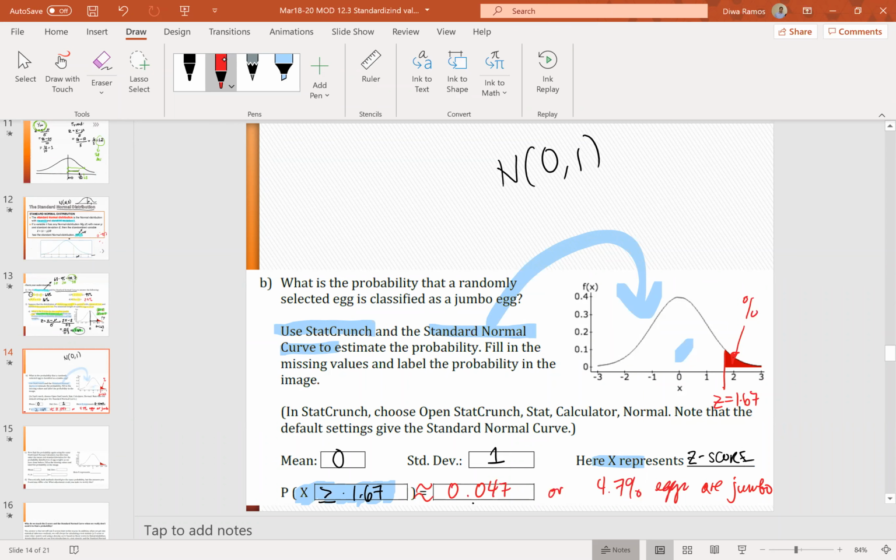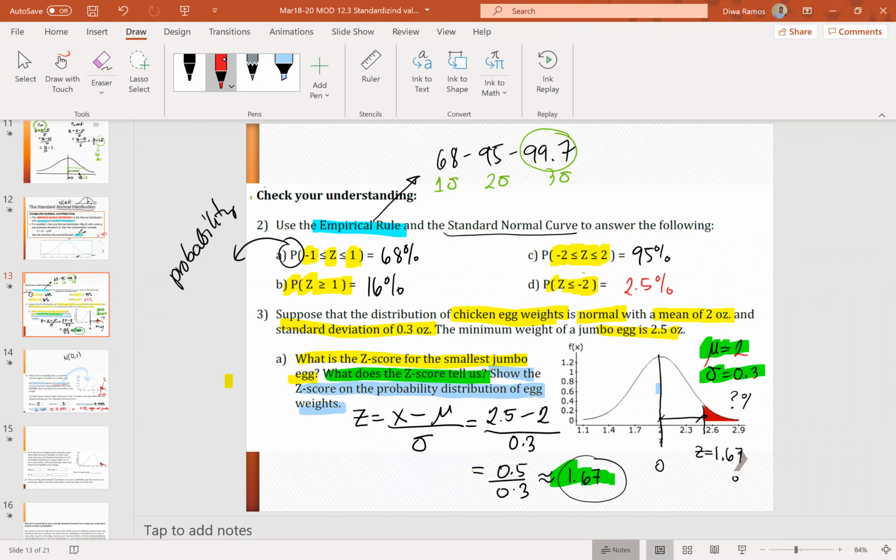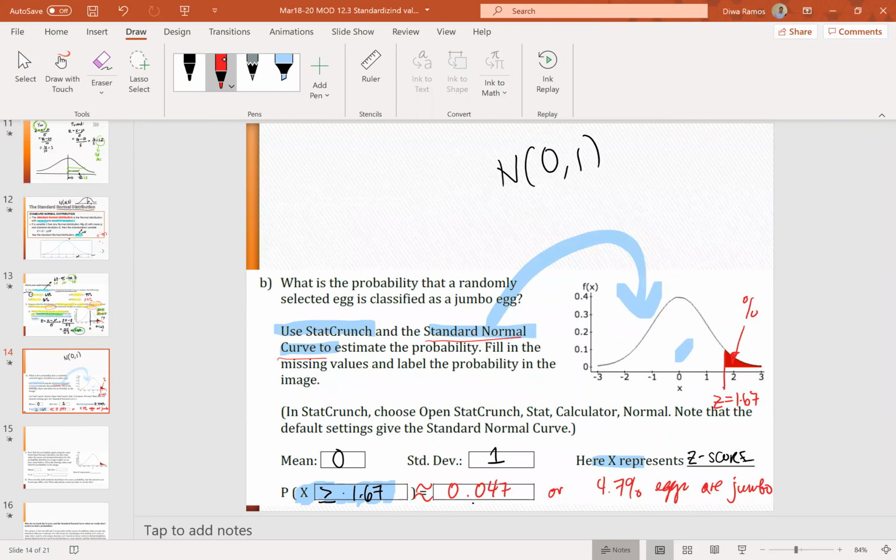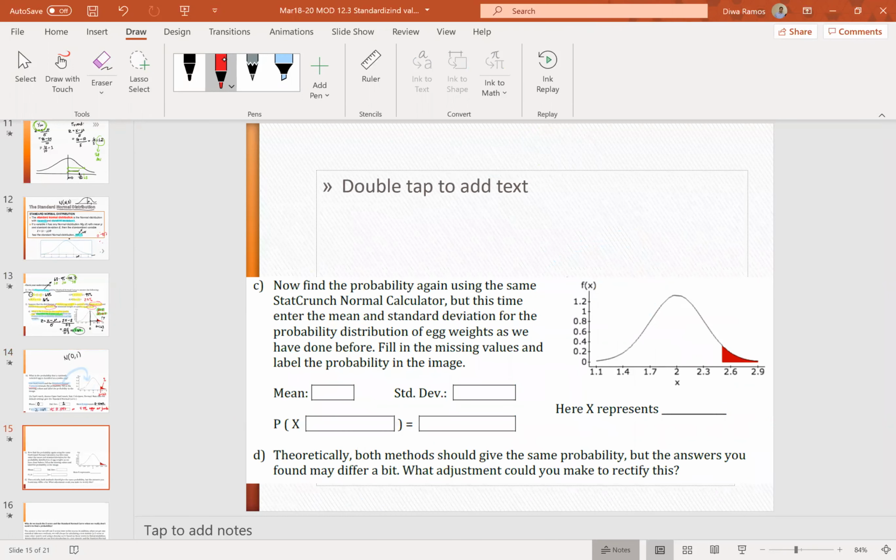So for this method, the method was focused on the standard normal distribution. We did not make use of the information earlier where the egg has a mean of 2, jumbo egg is 2.5 and above, and standard deviation of 0.3. We didn't use it. So one way to calculate the percentage is to use the standard normal curve or normal distribution. And another one is to actually bypass standardizing it if we're using StatCrunch. So that's going to be letter C.